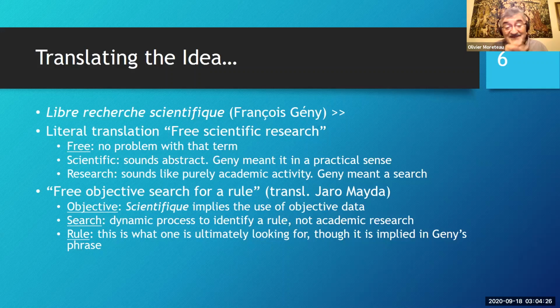Objective translates scientifique. You know, it implies the use of objective data. Search is the dynamic process to identify a rule and not a purely academic research. Rule is what one is ultimately looking for, though it is implied in Geny's phrase. Sometimes when you translate, you have to express the silence or the gap that you have in the original term. So feel free either to use free scientific research when you discuss that, or free objective search for a rule, which is more explicit.